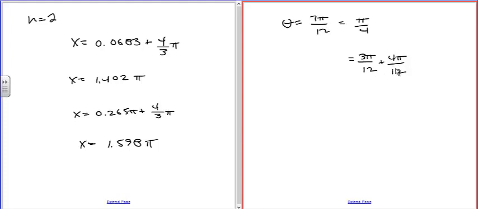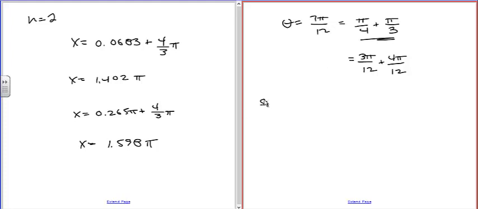But 4 pi over 12, 4 divided by 12, that's 1/3, so you get pi over 3. So that's the initial thing you have to do. You have to figure out that 7 pi over 12 is pi over 4 plus pi over 3. Now that we have that, we're using the sum and difference formula.